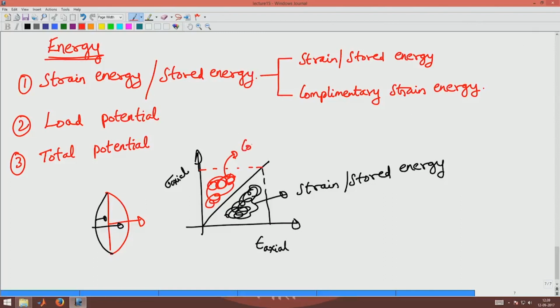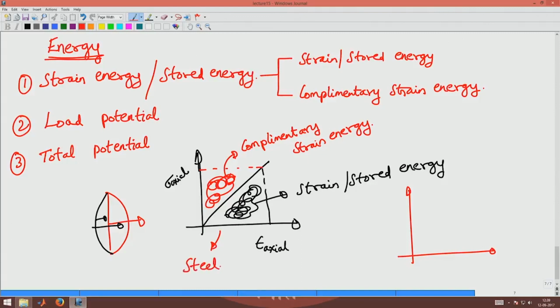This is called the complementary strain energy. For a straight line there is no difference between complementary strain energy and strain energy, right, because it is a straight line, this half times delta, the area remains the same. This is for a material like steel. On the other hand, if I had a material like rubber, it will show some nonlinear response like that, and then there is a difference between whether I compute this part of the energy or whether I compute this part of the energy.